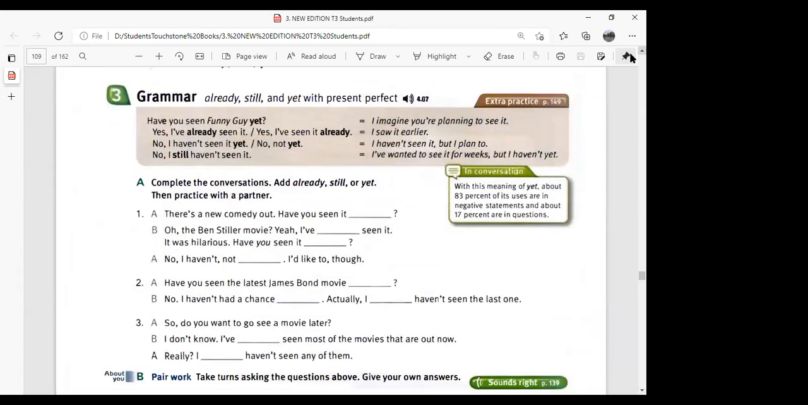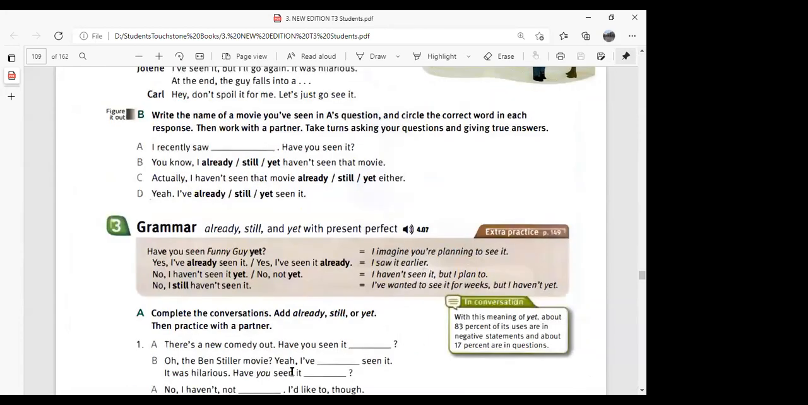All right. Please practice this in teams. Let's do it, please. How many people do we have today?